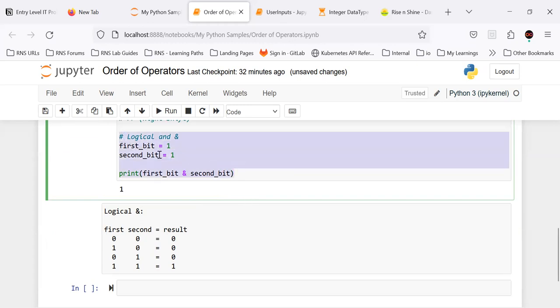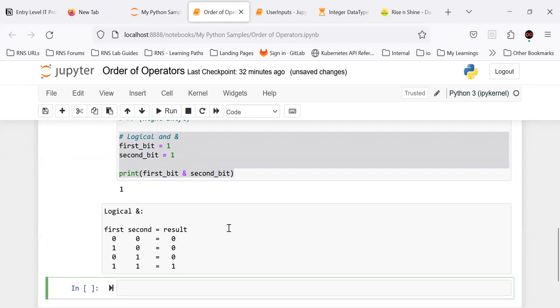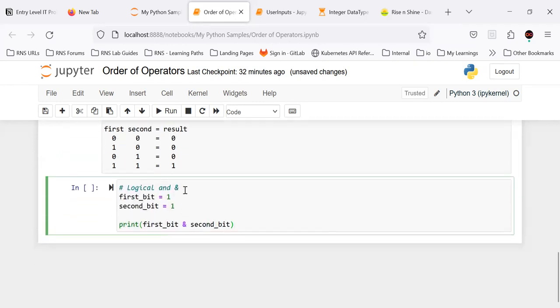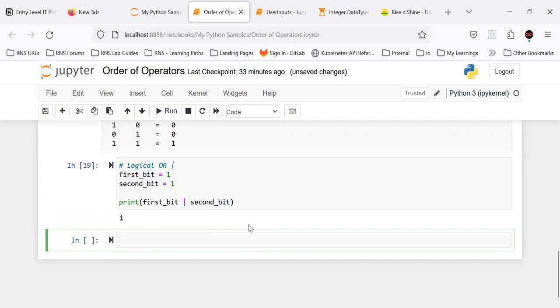Next, the logical OR operator. Now we are going to use logical OR. How do we represent it? What is the symbol for it? OR symbol, pipeline. Now if I use the pipeline here, what's going to happen? Yeah, now what is the return value here? 1, it is going to return that.